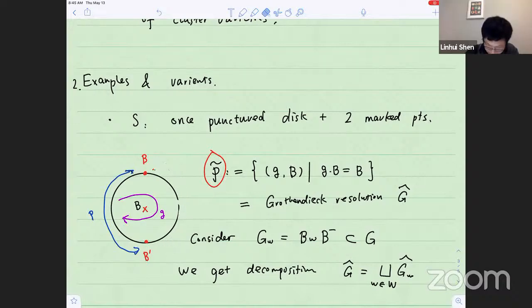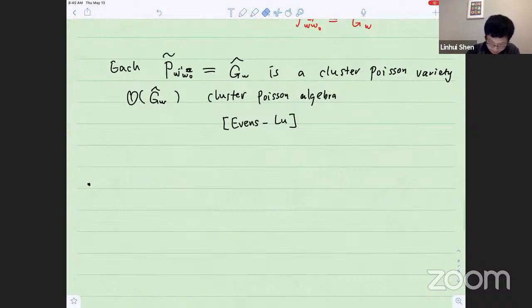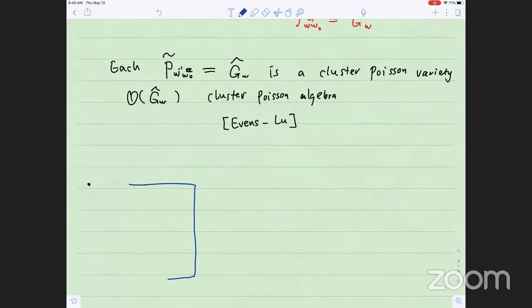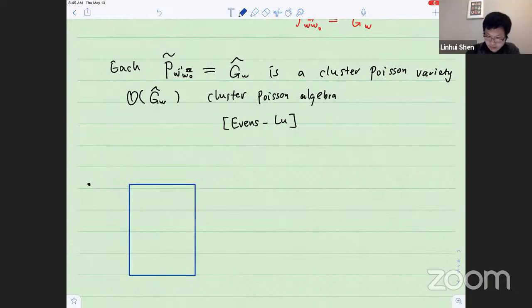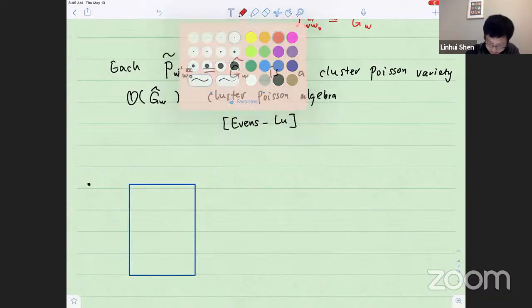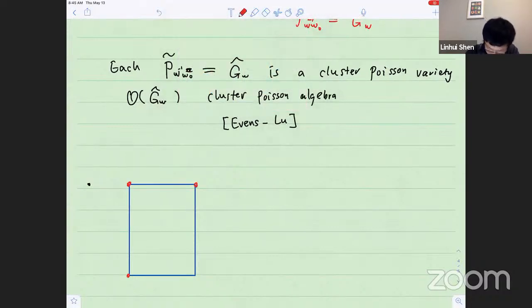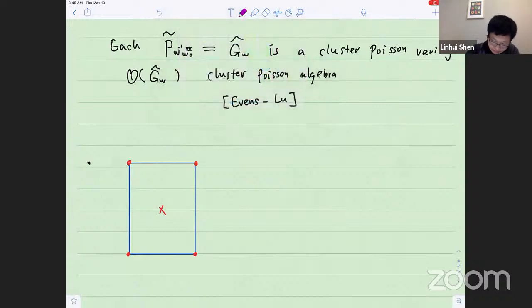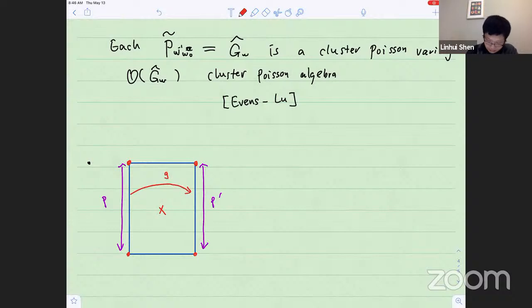And there is another variant which is also interesting. So now I'm considering a square, a rectangle. Namely, this is just a disk with four marked points, again with one puncture here. So this time I'm assigning a pinning to those two vertical arcs. So there is a pinning P, another pinning P prime here. And then we can transport along this arc here. So this is a G. And we can also transport along this arc here. This is another G prime.